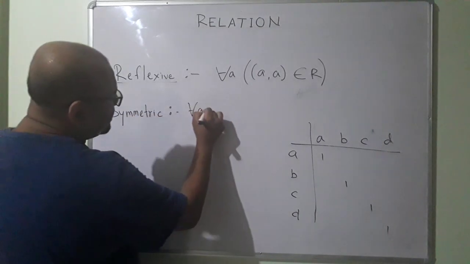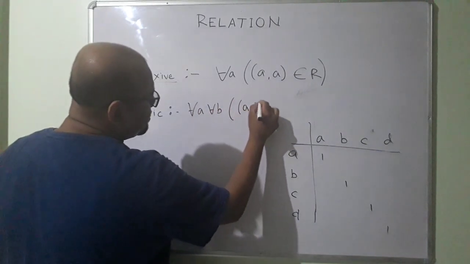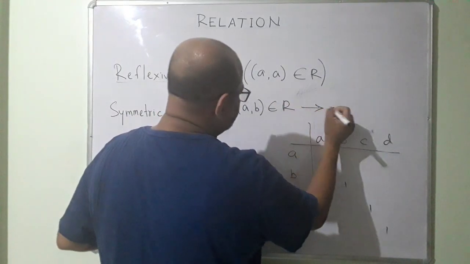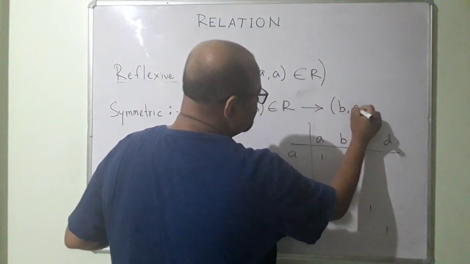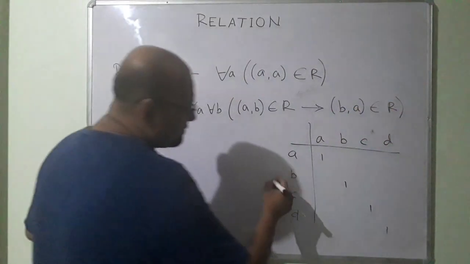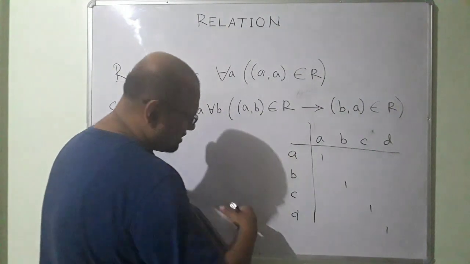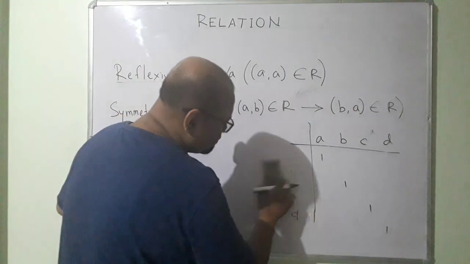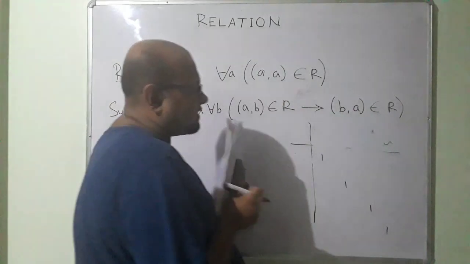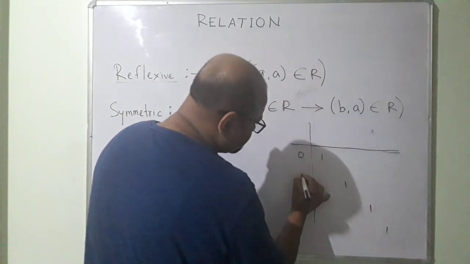Symmetric means for all a and for all b, if (a, b) belongs to the relation, then (b, a) must also belong to the relation. What does this mean? I have written a, b over here and a, b over here as well. So let me not do that. Let me use different elements over here. Let me use numbers instead.